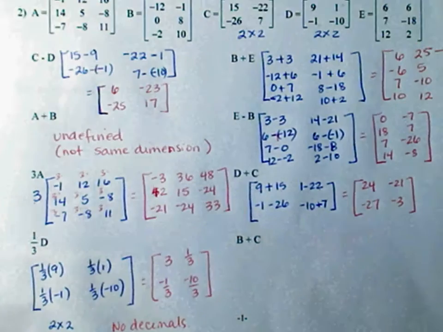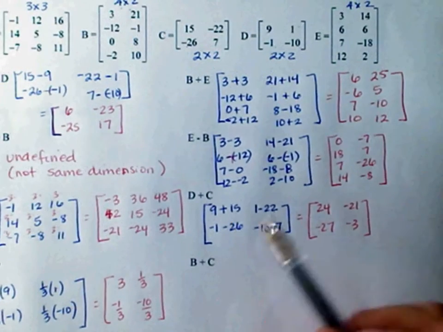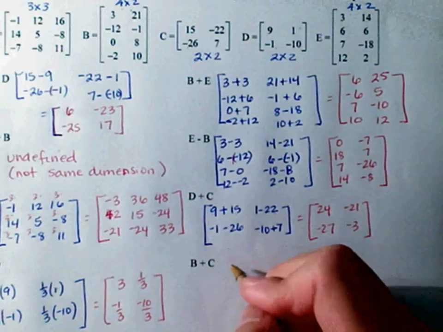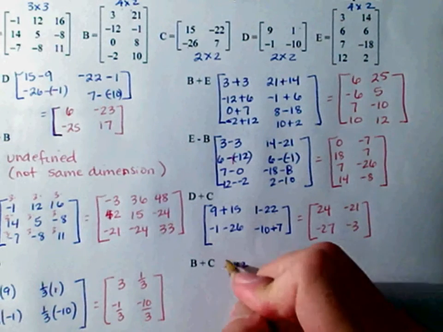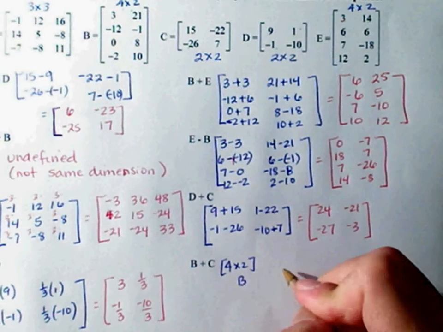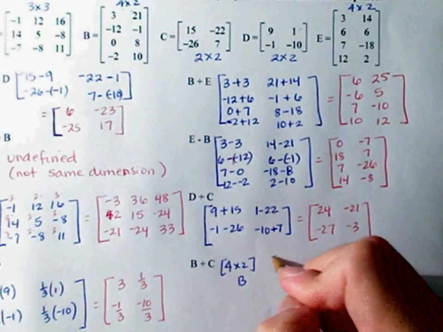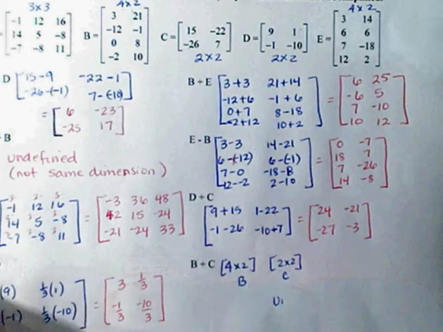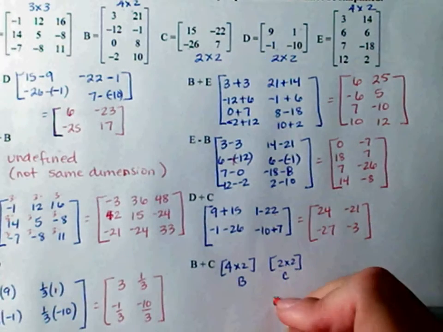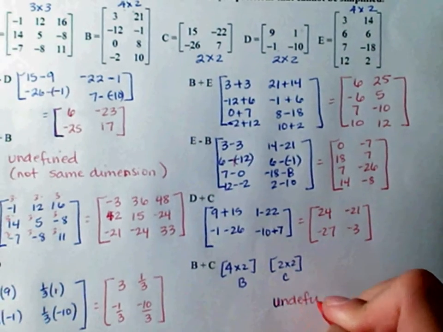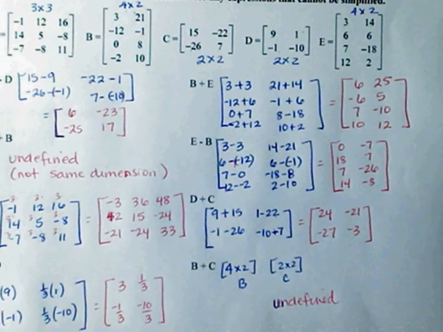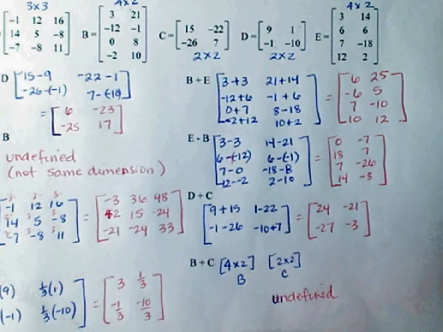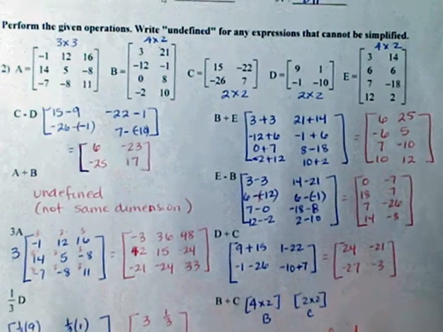B plus C. Let's take a look. Your B is a 4 by 2. Okay? And your C is a 2 by 2. Not the same dimension. So this one is undefined. So let me write it in red. Undefined. Dimensions not the same. You cannot add or subtract. And there you have number 1 and 2 for your review.